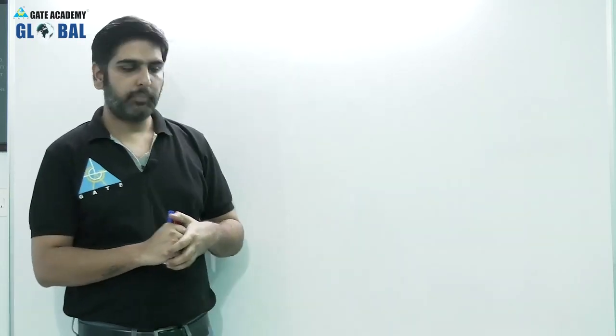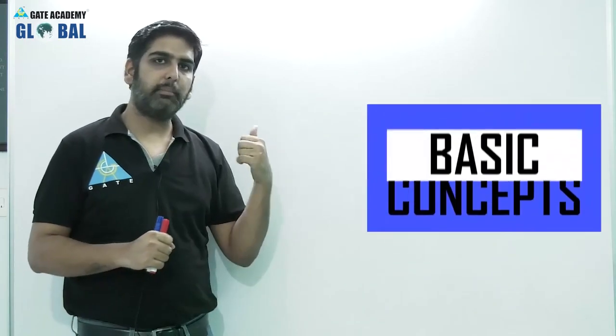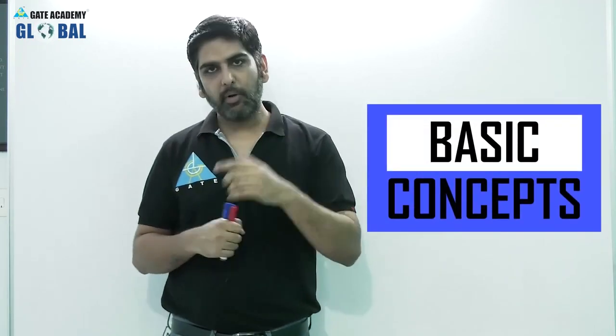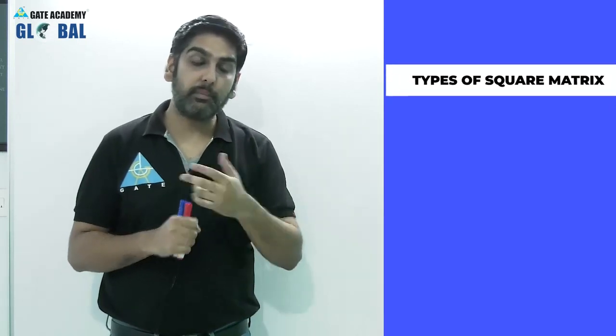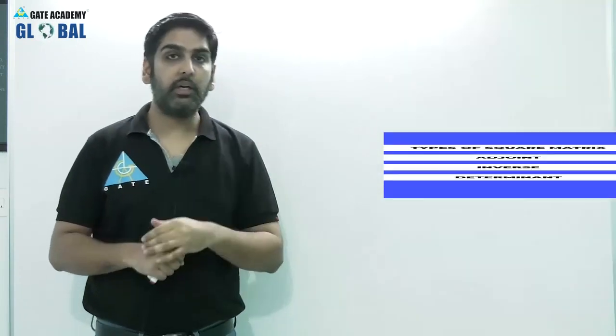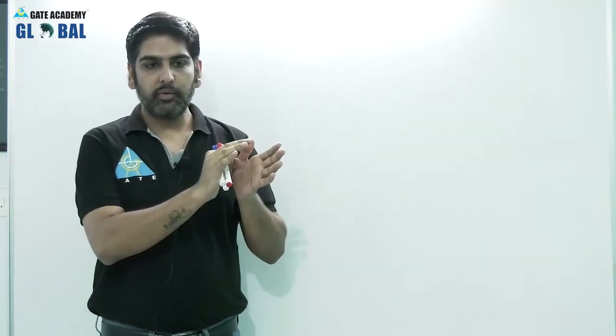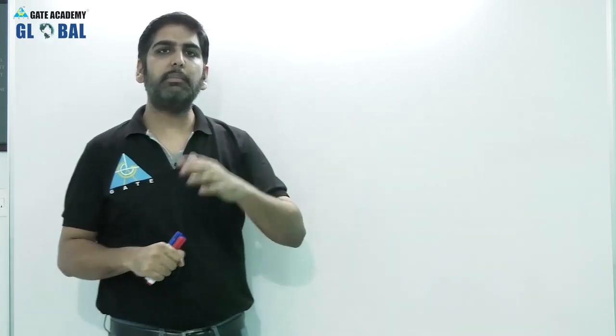In linear algebra, we start with the very basic concepts, which are really important. In the basic concepts we have done the types of square matrix, adjoint, inverse, determinant, which are really important, and the multiplication, and the small things of matrix. This is the basic part.